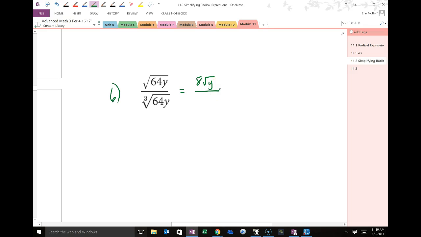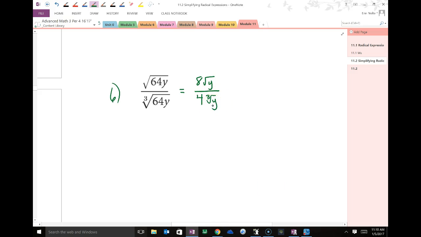Okay, on the bottom I have a cube root. So what is the cube root of 64? 4. And what about the cube root of y? The cube root of y, unbreakable.